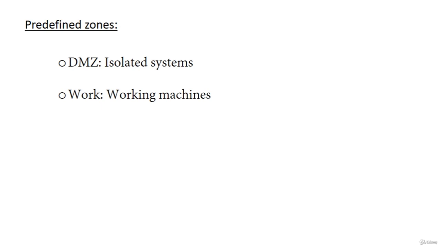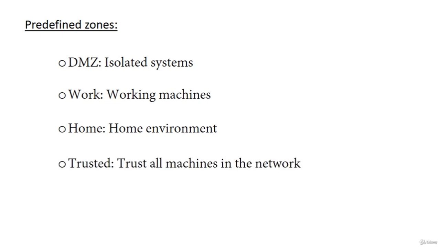The next one is work. It is used for work machines. They trust most of the computers in the network. A few more services may be allowed. The next one is home. A home environment generally implies that you trust most of the other computers and a few more services will be accepted. The next one is trusted. It trusts all of the machines in the network, is the most open of the available options, and should be used sparingly. To use the firewall, we can create rules and alter the properties of our zones and then assign our network interfaces to whichever zones are most appropriate.